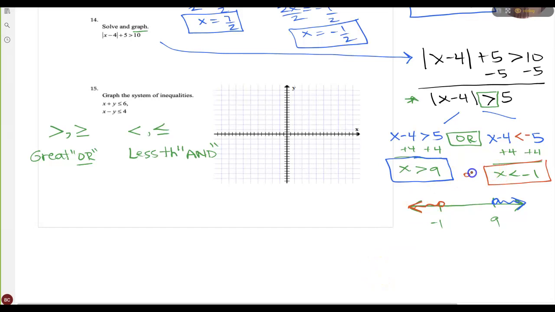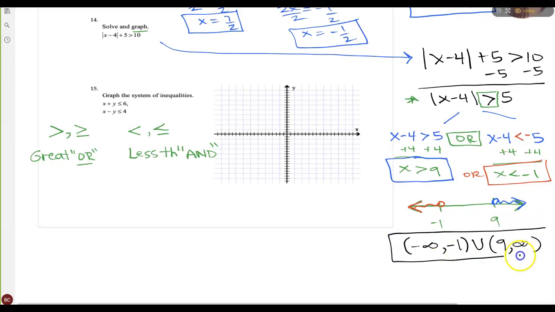So remember, this is an or statement. And as I write these down, I'm writing from left to right. The furthest to the left this goes is out to -infinity and then to -1. It's an open circle, so it's a parenthesis there, but that's not all. We got all this blue stuff over here too, so I've got to put a union and all this other stuff: parenthesis 9 to infinity as well. And that would be your answer on that.